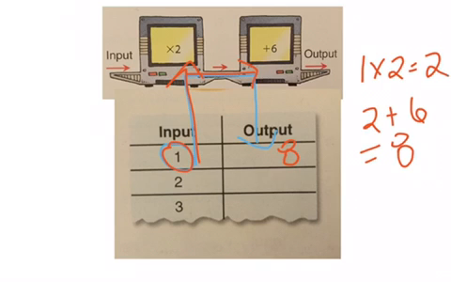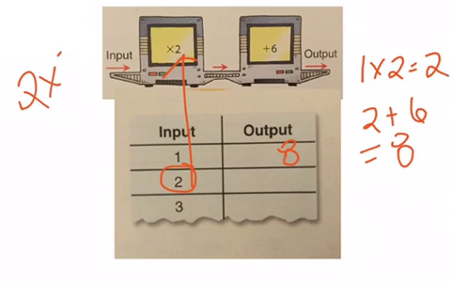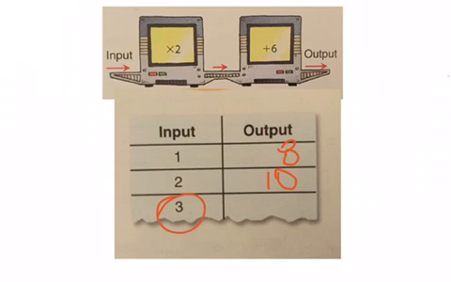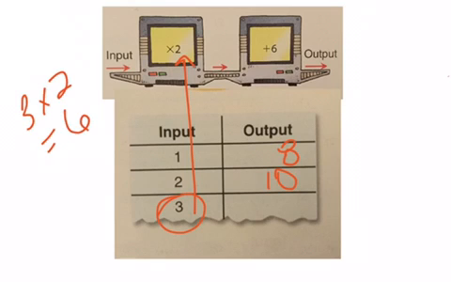Now our next input number is 2. We follow the same path. We apply the first rule, so 2 times 2 is 4, and then we add 6 to it. So 4 plus 6 is 10, which means that our second output number is going to be 10. And finally, we go with the last or the third input number, which is 3. We apply the first rule to it. 3 times 2 is 6. And then we apply the second rule to it. 6 plus 6 is 12.